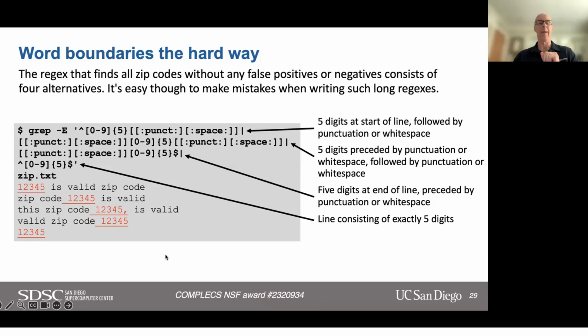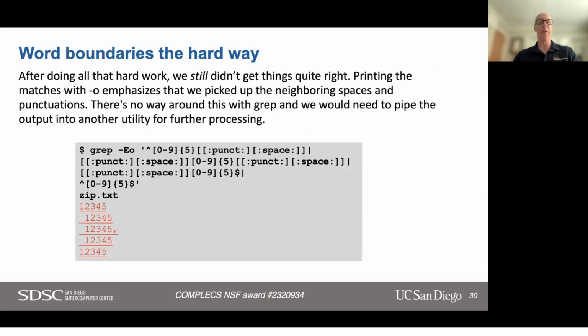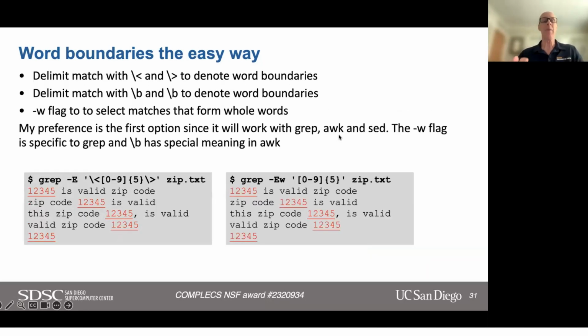So this works. This picked up all of the valid zip codes, but notice though that we also picked up some characters that we didn't want. So let's emphasize this using the -o option, and you'll see that we picked up neighboring spaces and punctuation. So I don't know of a way around this with grep, doing it the way that we did, and we would need to pipe the output into another utility for further processing.